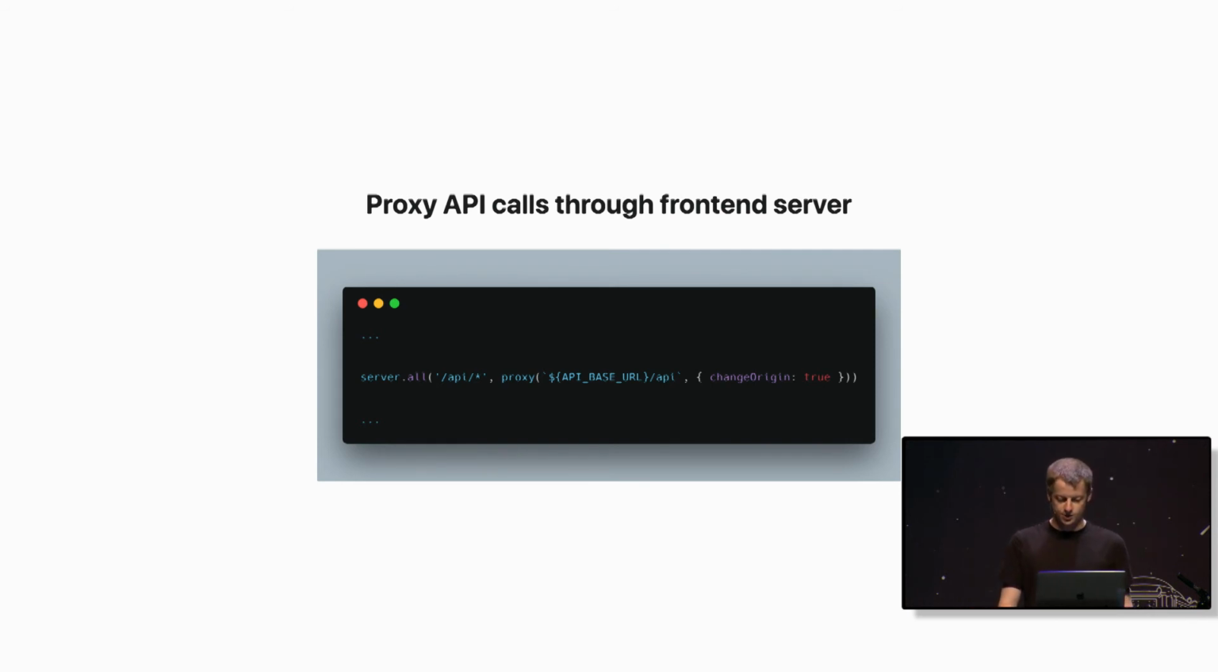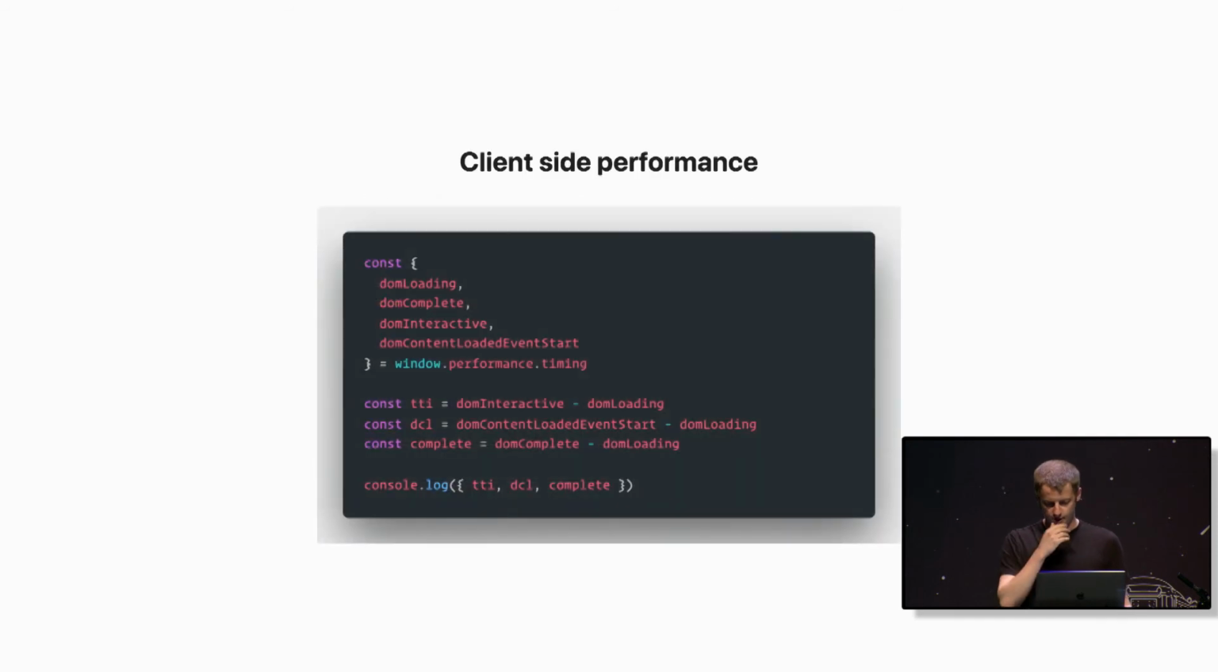So next, I want to talk about client-side performance. I was pretty curious 6 or 7 months ago about how we could best test or measure client-side performance. It turns out everything that you need is just on the window object. So this is how we're calculating the time till interactive, DOM content loaded, and load complete events.